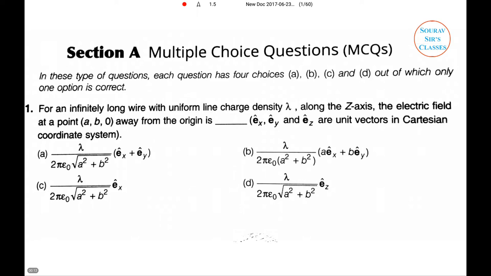So our first sum is: for an infinitely long wire with uniform line charge density lambda along the z-axis, the electric field at a point (A, B, 0) away from the origin is... Ex cap, Ey cap, Ez cap are the unit vectors, as you know, and there are four options along with it. So how to solve this sum?